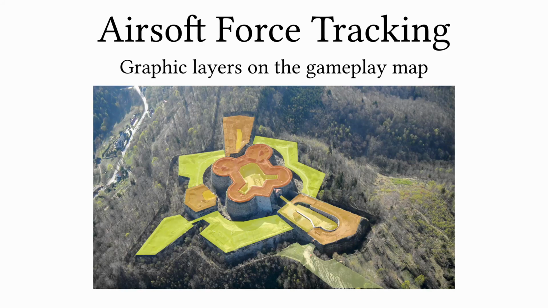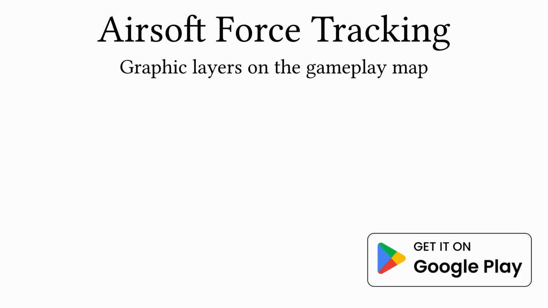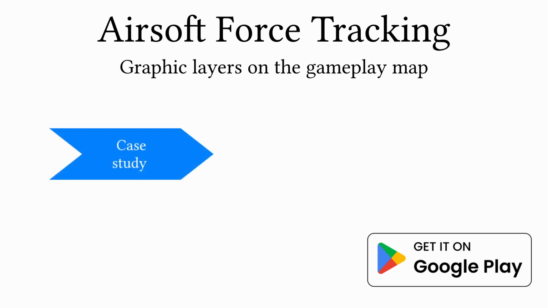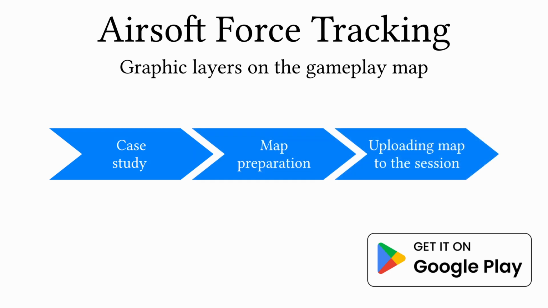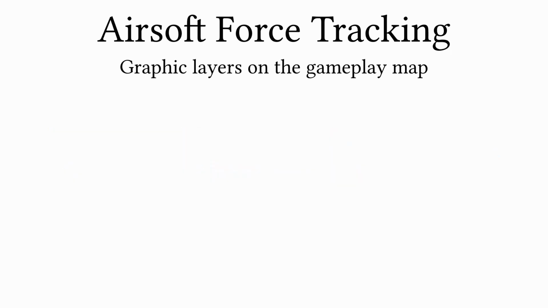In this video, we will discuss how event organizers can add colorful layers, lines, and labels to an Airsoft force tracking gameplay map. The video will be divided into 3 parts. First, I will present a case study using Silver Mountain Fortress as an example. Next, we will draw the map using Google Earth Pro. Finally, we will create a session and upload the pre-prepared map into it.